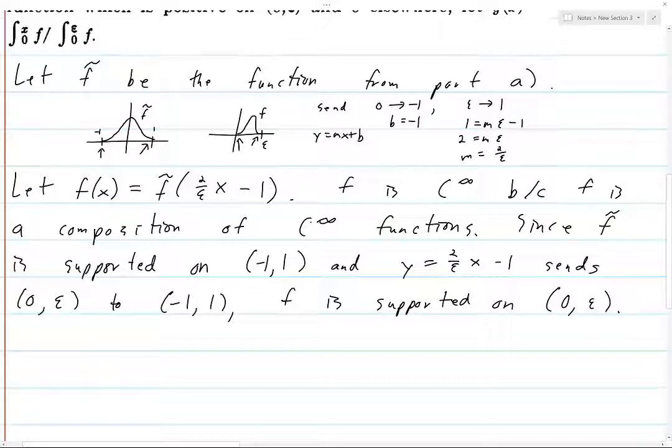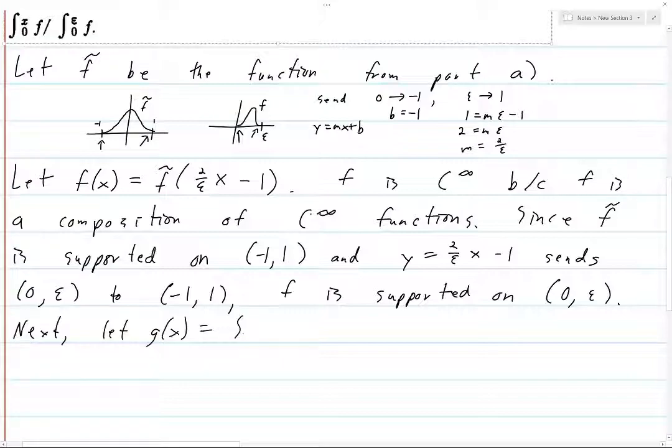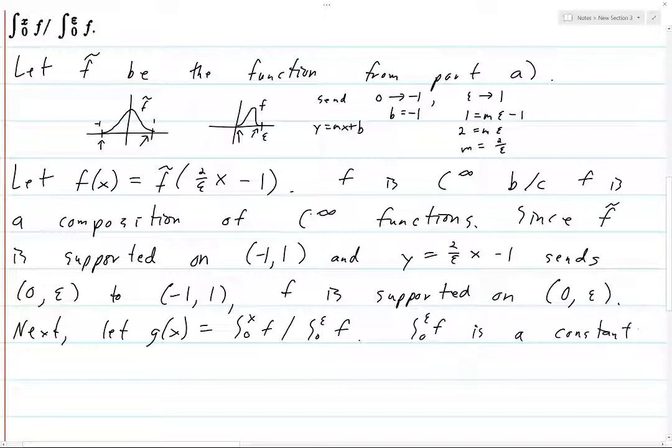Let g of x be defined to be equal to the integral from 0 to x of f divided by the integral from 0 to epsilon of f. Let's see here. Okay, so the integral from 0 to epsilon of f is just a constant. Because even though f is a function, we're integrating f from 0 to epsilon, so that's just going to give us some number. So this is a constant.